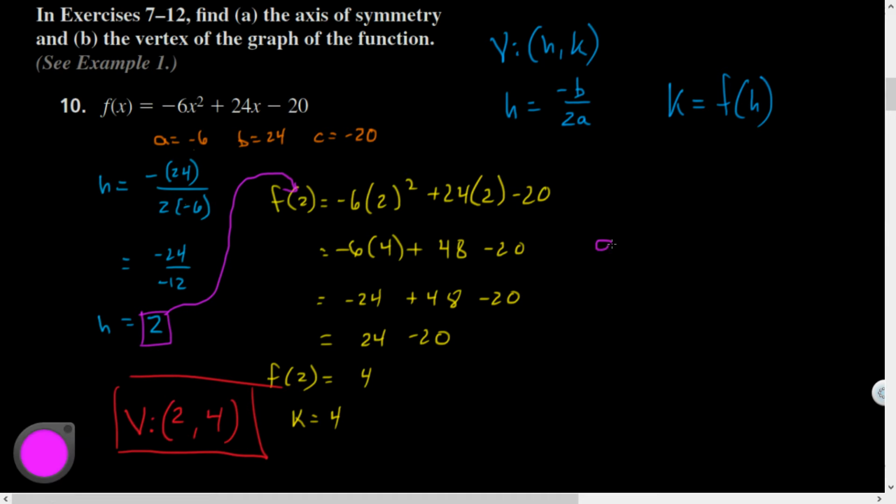Then they also want the axis of symmetry, AOS, is going to be x equals some number, an equation. What number would that equal? It's going to be x equals a number. This is the equation of the vertical line that passes through the vertex. So x equals 2 is the vertical line that passes through 2 on the x-axis as well as passes through the vertex because it has 2 as its x-coordinate.